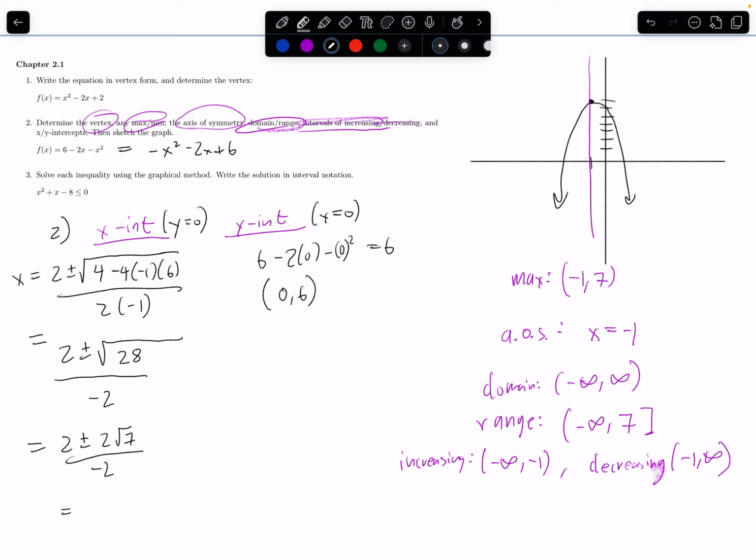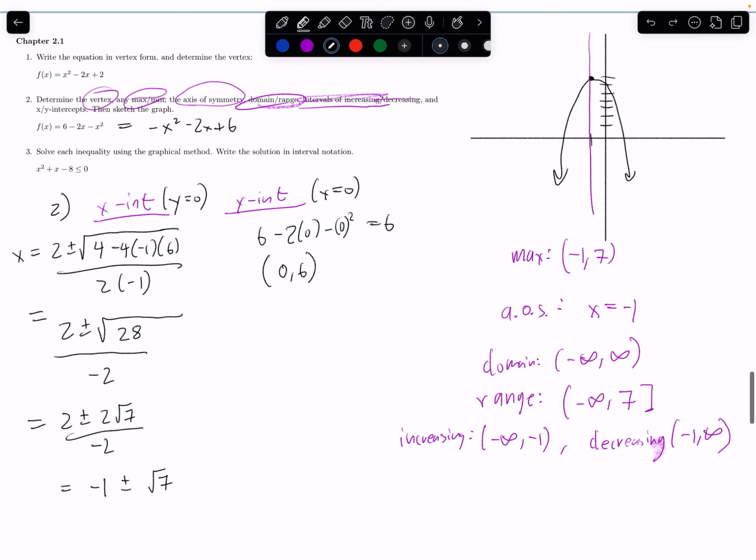Everything is divisible by 2, right? So I get negative 1. 2 divided by negative 2 is negative 1. 2 divided by negative 2 is also negative 1. So plus or minus negative square root of 7. But since you're plusing or minusing a negative root 7, it's the same as just saying plus or minus a regular old square root of 7. So I got negative 1 plus root 7, negative 1 minus root 7. Okay, so those are the zeros, to find the x-intercepts. So what are the x-intercepts though? That would be negative 1 minus root 7, comma 0, and then negative 1 plus root 7, comma 0.